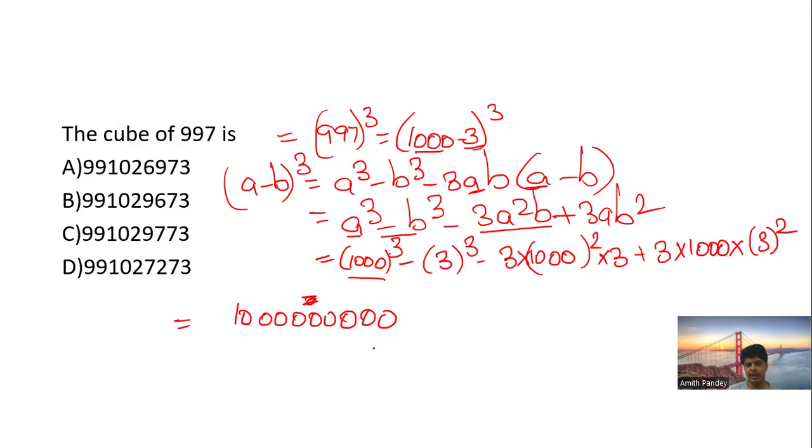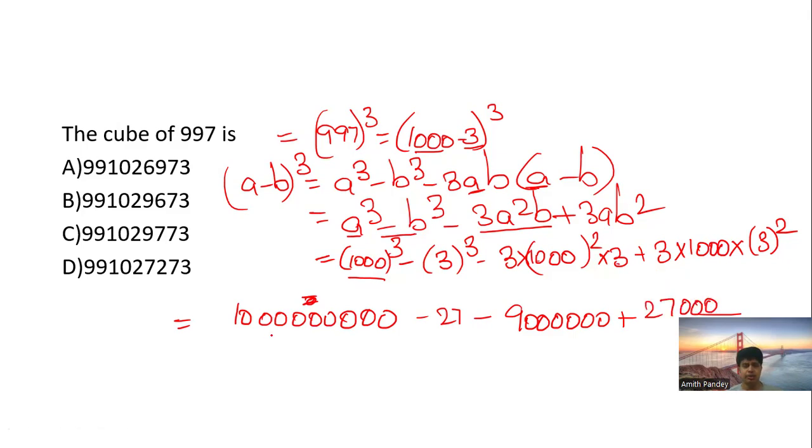Then I am going to write the negative term. That is minus 27. Next, 3. And here how many zeros? 6. It means 3 3s are 9, 9 into 6 zeros, plus 3, and here 3 square is 9. So 9 3s are 27 into 1000, 27,000.